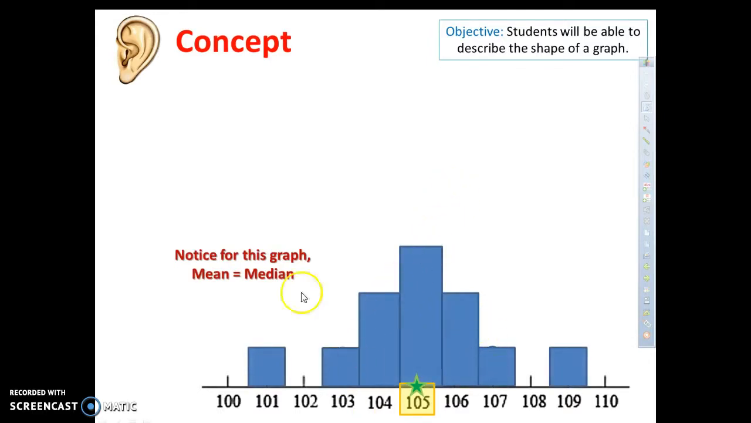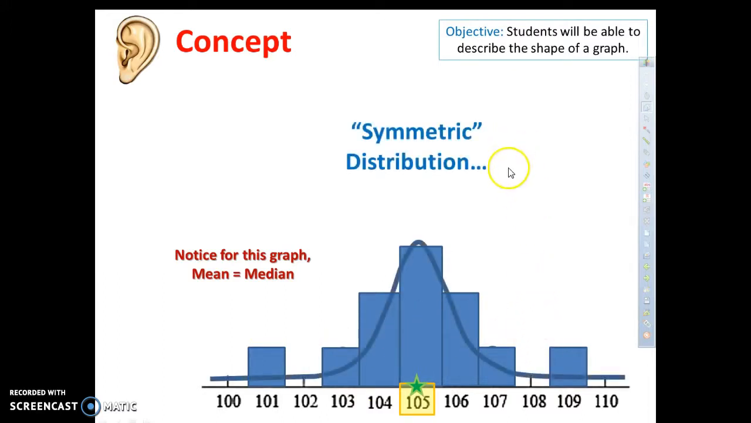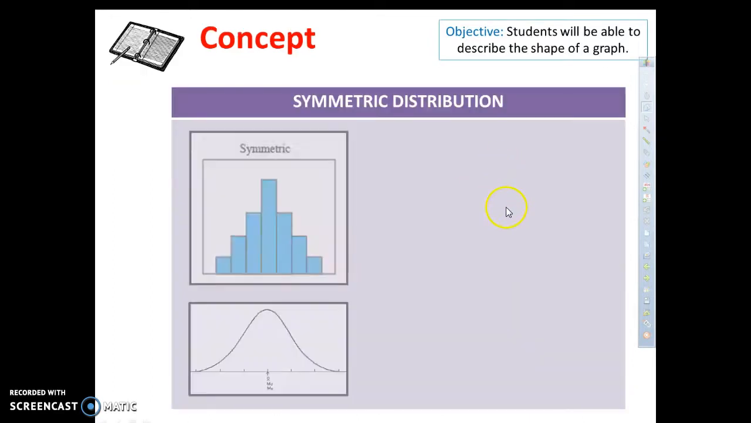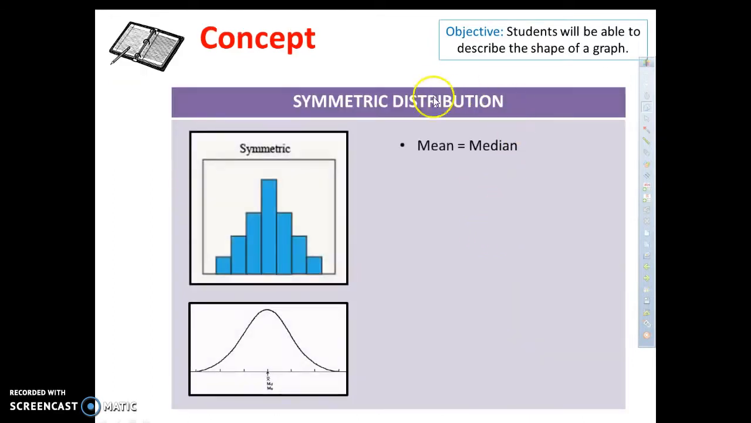So when I have a data set like this, notice each side is a mirror image. We call this a symmetric distribution. Can you say symmetric? Symmetric means that one side is exactly like the other. If I folded this side over onto the other side, that is symmetric. And a symmetric distribution has a mean equal to the median.